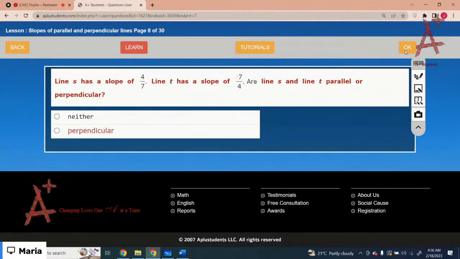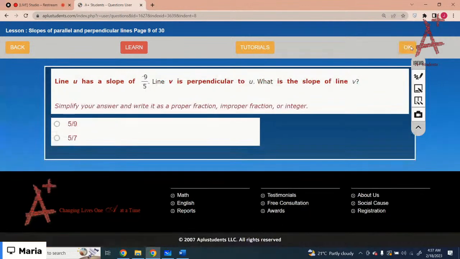Okay, line S has a slope of 4 over 7 and line T has a slope of negative 7 over 4. Are lines S and T parallel or perpendicular? So which option is the correct one? The lines are perpendicular, got it? Because their slopes are negative reciprocals of each other, so they are perpendicular. Got it? Very good.